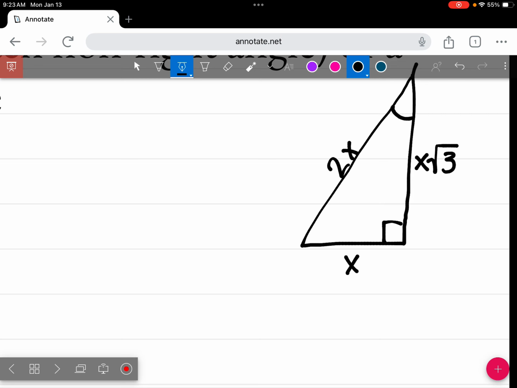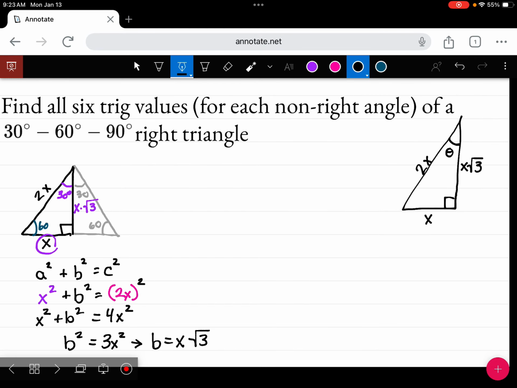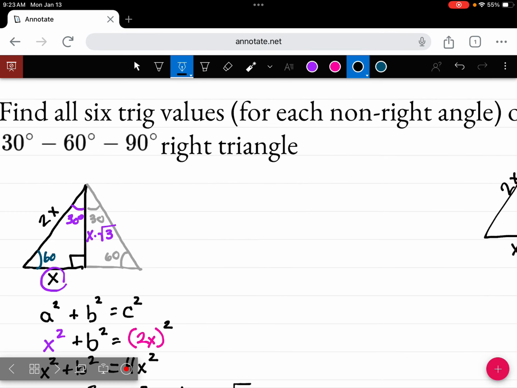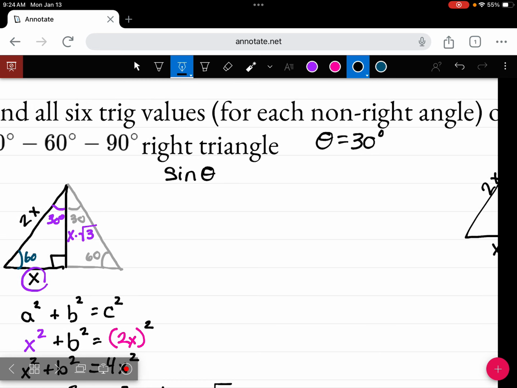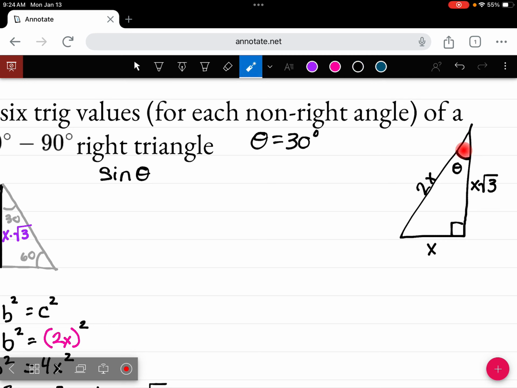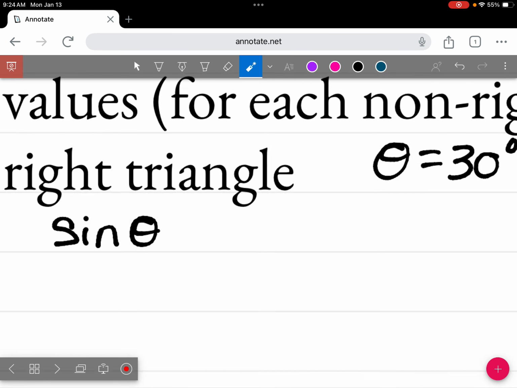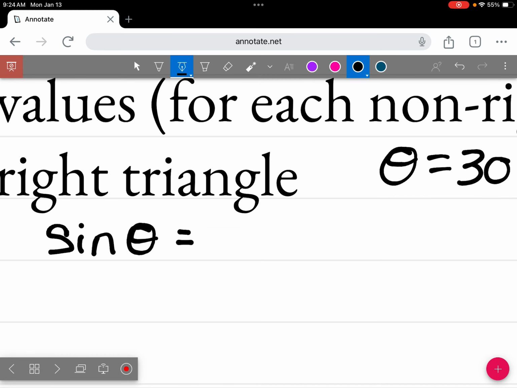So let's start with our 30 degrees, this guy. I'm going to call this one our theta. So let's do our sine of theta, where our theta is our 30-degree angle. So we're looking at this guy. How are we going to set up sine? x over 2x. So sine of 30 is x over 2x. What does that simplify down to be? 1/2, yep.